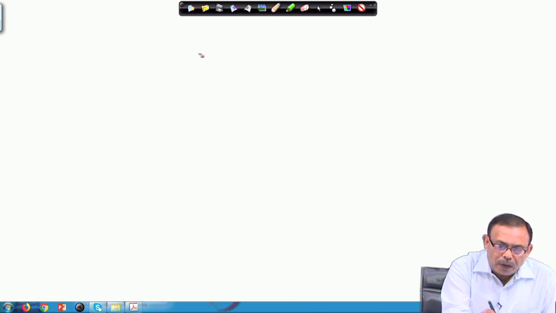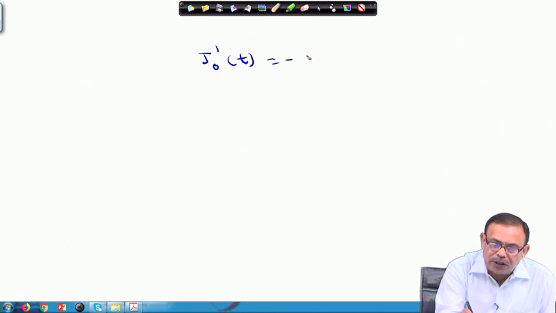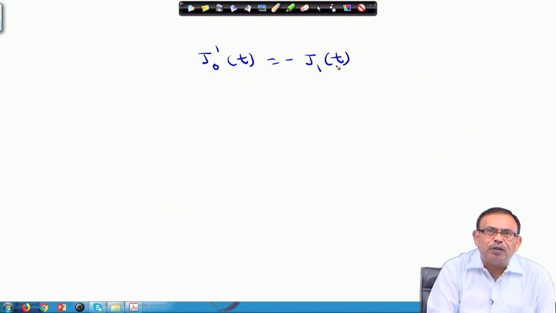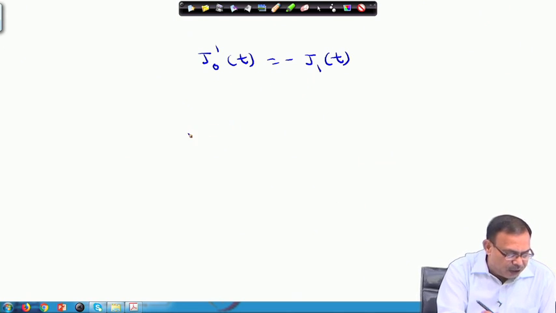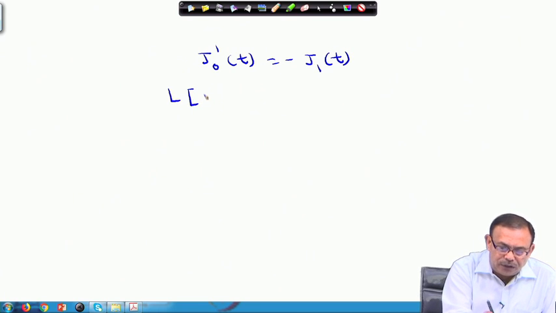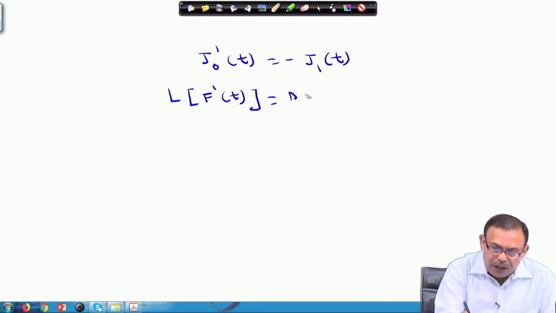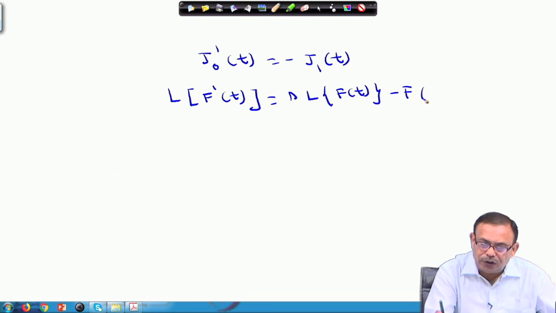So, this is known to us: J0 dash t equals minus J1(t). We know this thing. The proof is there, we will not discuss that part, but we are assuming that, just like we have assumed Jn(x) is the solution, similarly we are assuming J0 dash t equals minus J1(t). Now, also you know this thing, Laplace transform of f dash t is equal to s into Laplace transform of f(t) minus f(0). This also we know.